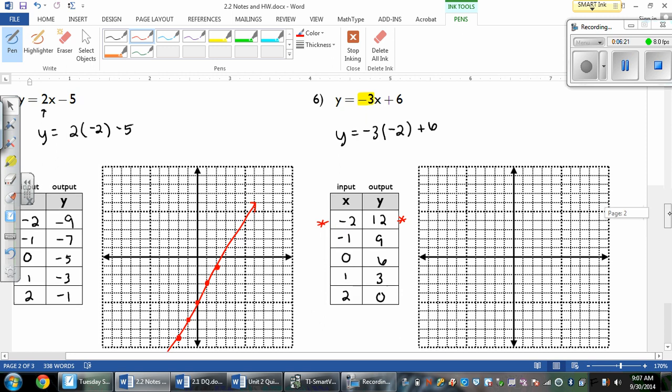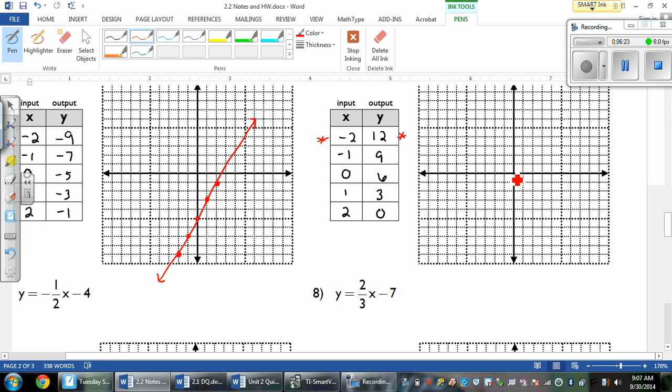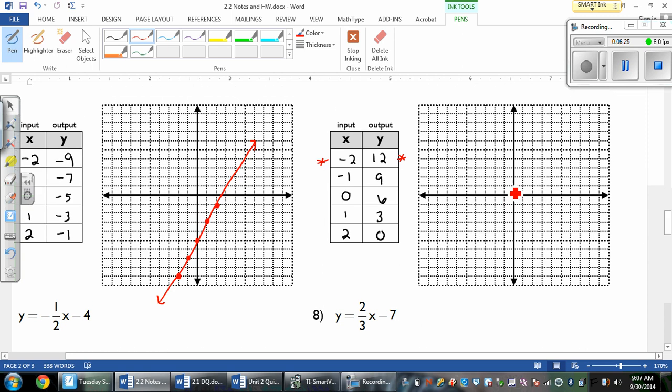So I'm going to first plot -1, 9. So I do left 1 up 9. 0, 6 is just up 6. 1, 3 is right 1 up 3. And 2, 0 is right here. Okay? If you want to make another point, you can go to 3, and then when you substitute 3 in there, you'll get -3. So 3, -3 here.